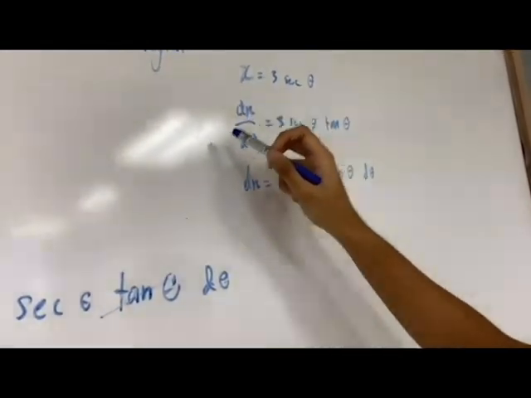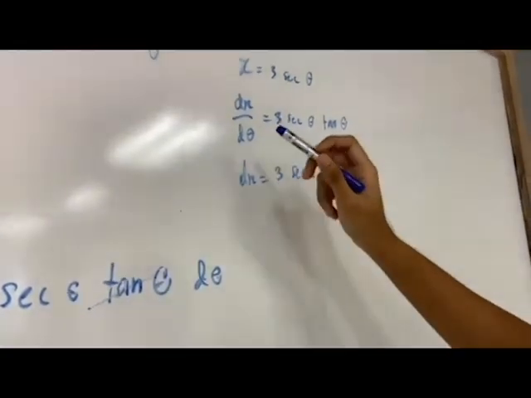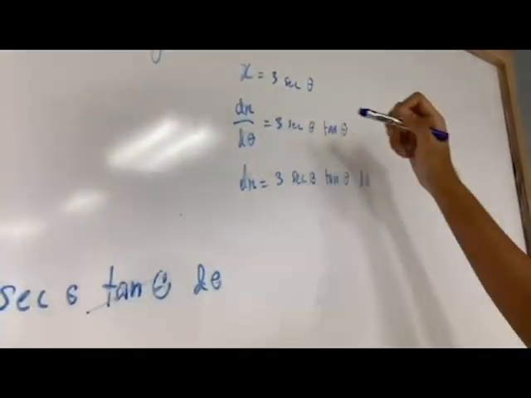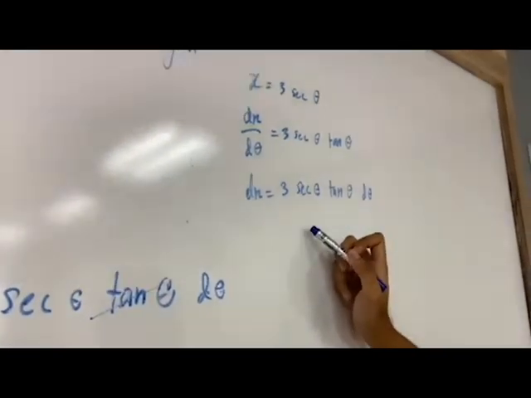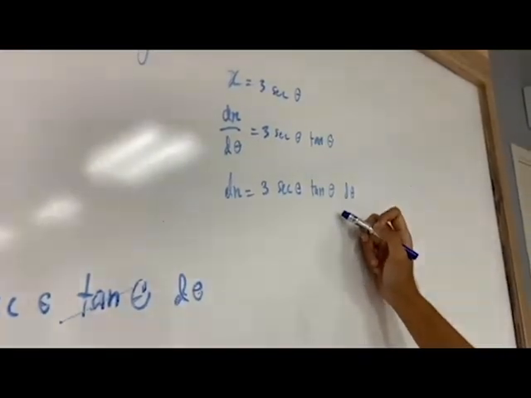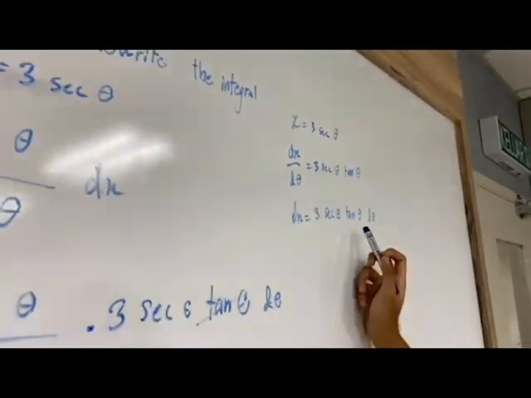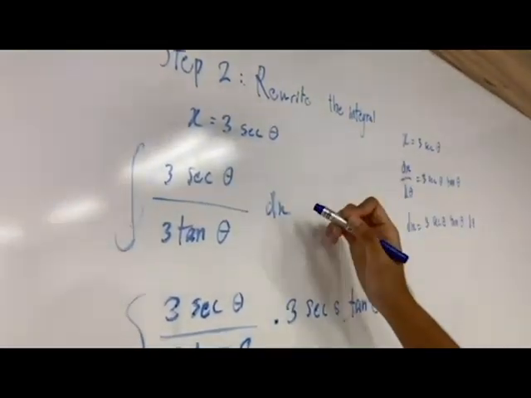After getting this, we want to let the dx be alone on the left hand side. So we can bring this d theta to the right side, which is we multiply it. Now we get dx equals 3 secant theta tangent theta d theta. After getting this, we can directly substitute it into the equation.